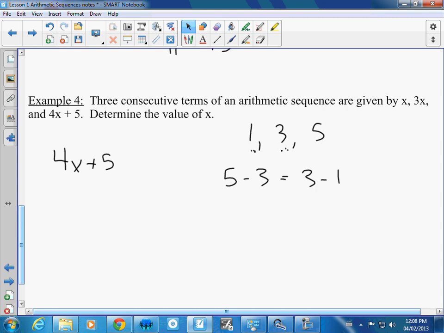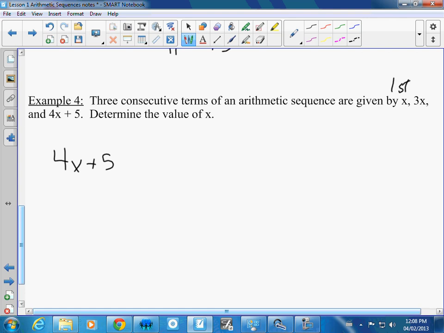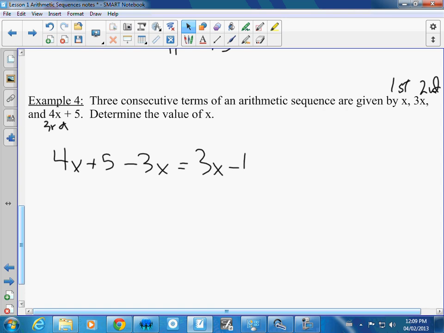Apply that same logic to this. This is the first term. This is the second term. This is the third term. So 4x minus 5, which is the third term, minus 3x, what is it going to be equal to? 3x minus x. Because basically what we're saying is the third term minus the second term is exactly the same as the second term minus the first. It's a common difference. It has to be the same.